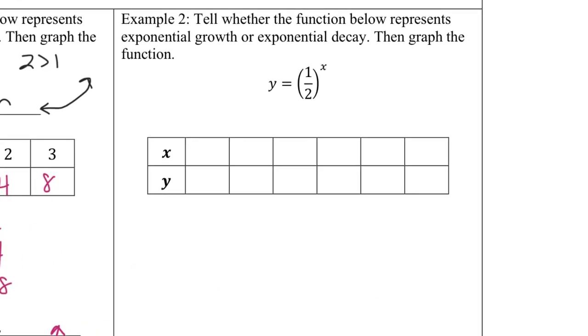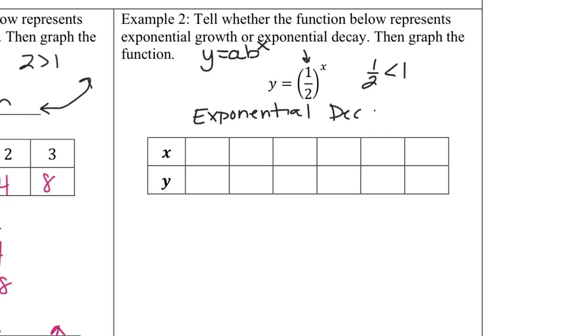Example 2. Tell whether the function below represents exponential growth or exponential decay, then graph the function. So again, our general layout is y equals ab to the x. So b is that 1/2. We have 1/2, which is smaller than 1. So in this case, we have exponential decay, which means our graph is going to be decreasing from left to right.